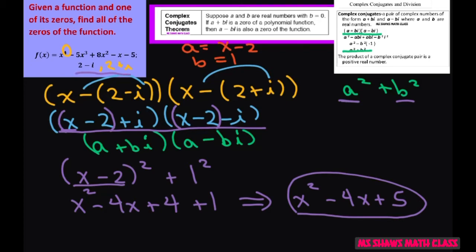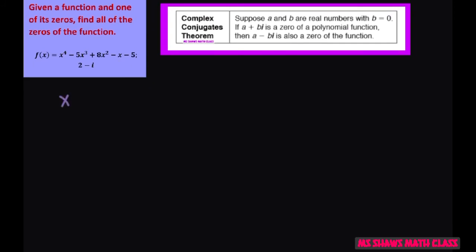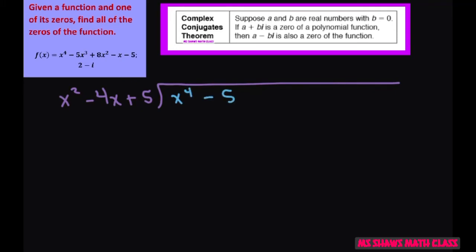Now what we're going to do is take this and divide. Polynomial division. So we have x squared minus 4x plus 5, and then we're going to write our dividend here, x to the 4th minus 5x cubed plus 8x squared minus x minus 5. Now, what times x squared gives me x to the 4th? That's going to be x squared. So put the x squared there, and then multiply. So x squared times x squared is x to the 4th.